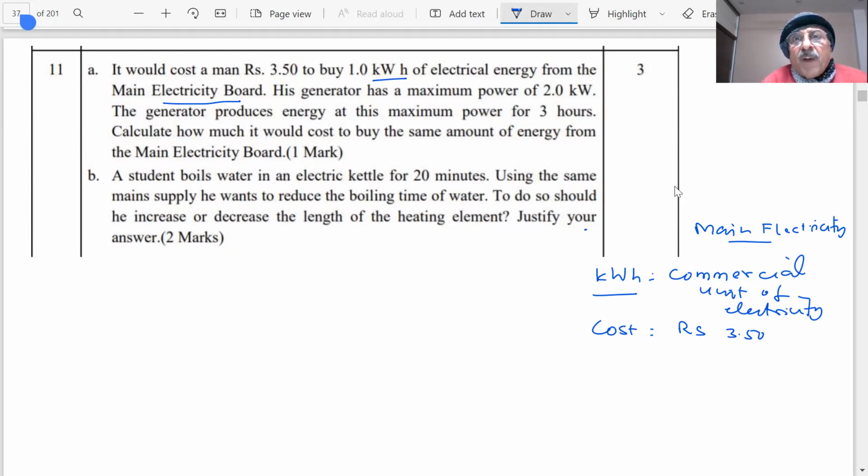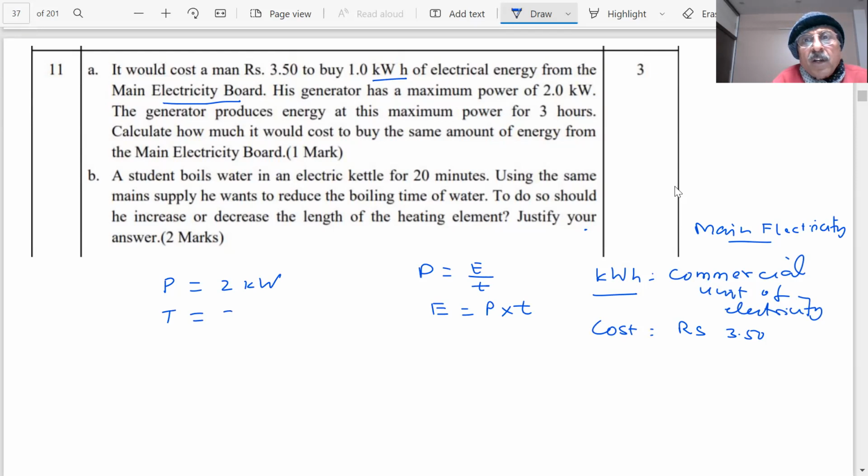He has a maximum power of 2 kilowatt. The maximum power which he has is, student, 2 kilowatt. And you know what power is? Power is energy by time, or energy is power into time. So power is 2 kilowatt. The generator produces energy at maximum power for 3 hours. What is the time here, student? 3 hours.